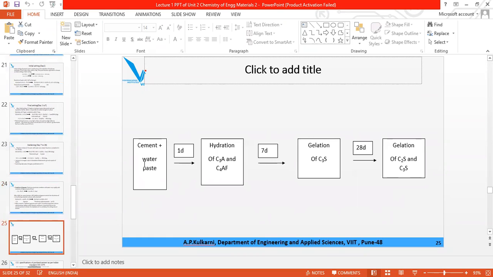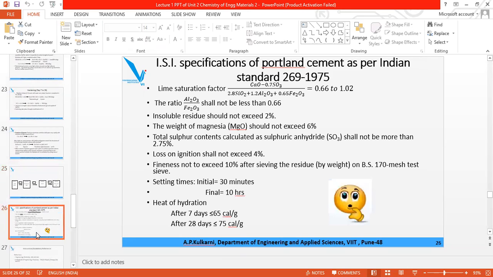So these are the reactions: cement plus water paste. 1 day may be initial setting. It is C3A and C4AF reaction. It requires 6H2O. It requires 7H2O. It is taking 2 to 7 days. Then gelation of C3S, then C2S. Then it takes total 7 days to 28 days. So this is the total flow chart for this.